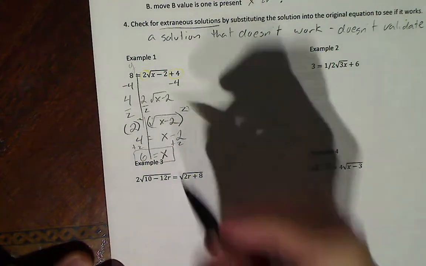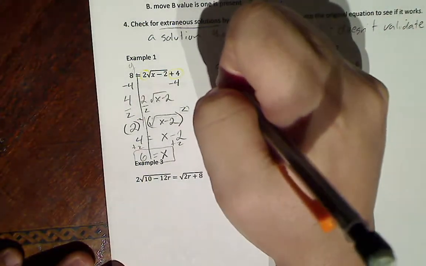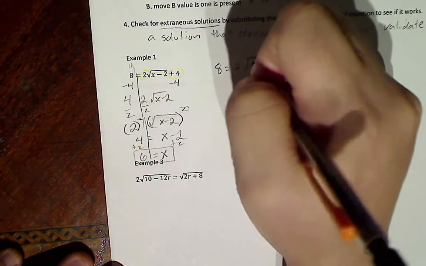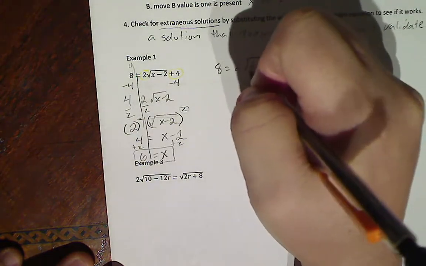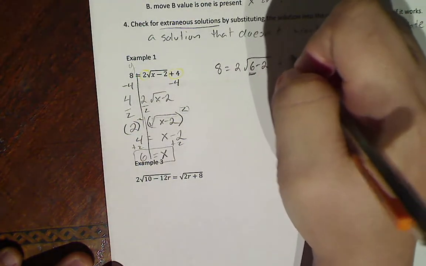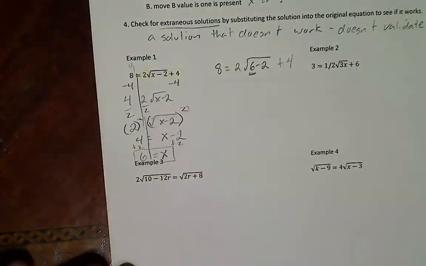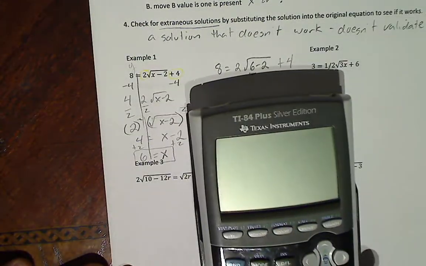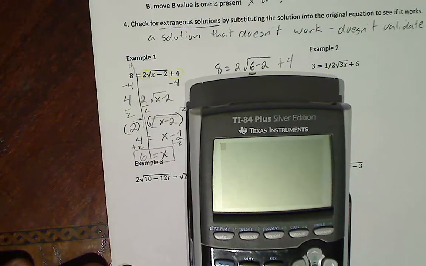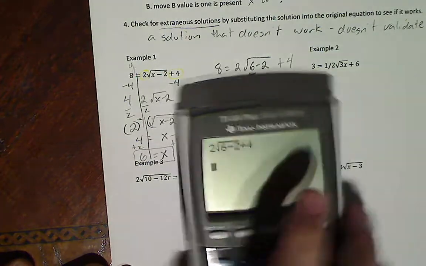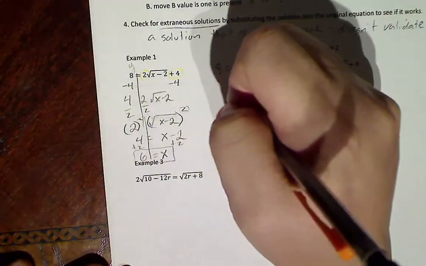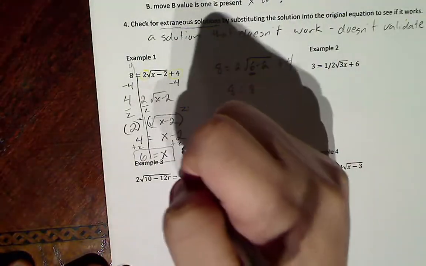And what you do is you take that answer, you go back to your original equation, and you plug it in for the x value in this case to see, does it validate the equation? And I'm going to use my trusty calculator in this case to do this. But essentially, I just want to figure out, is 2 times the square root of 6 minus 2 plus 4 equal to 8? And it actually does. So this is true. So then this is a good solution.